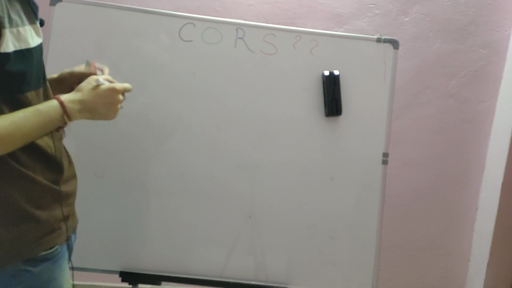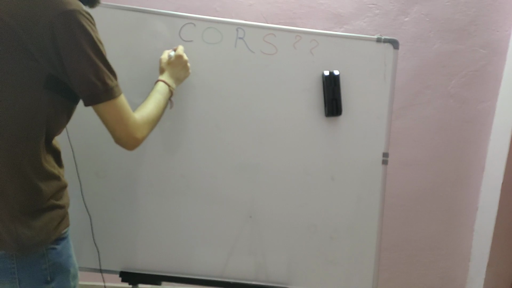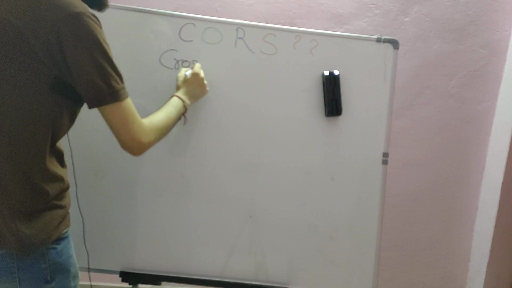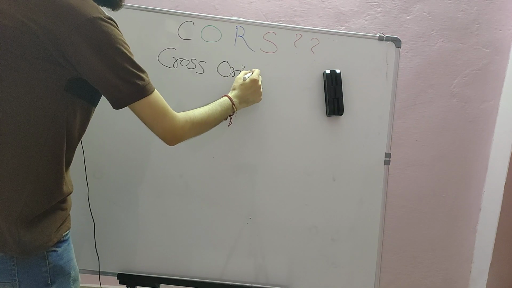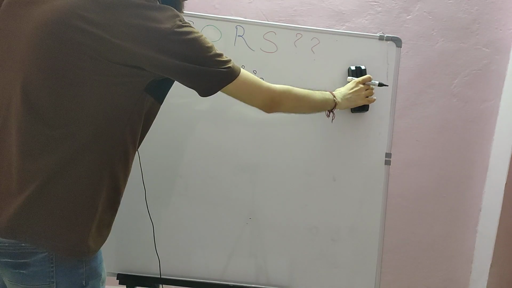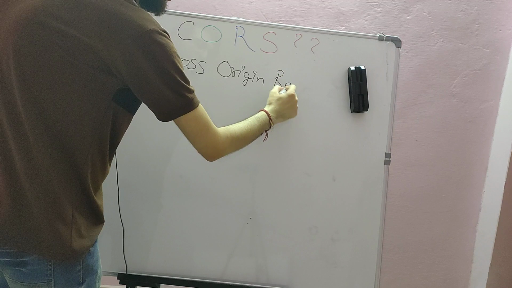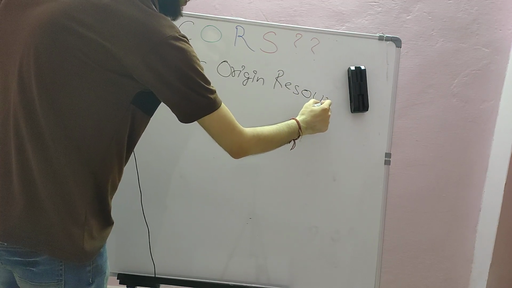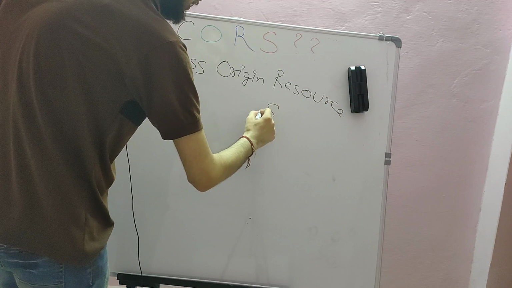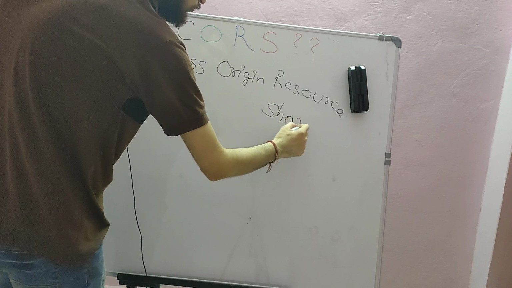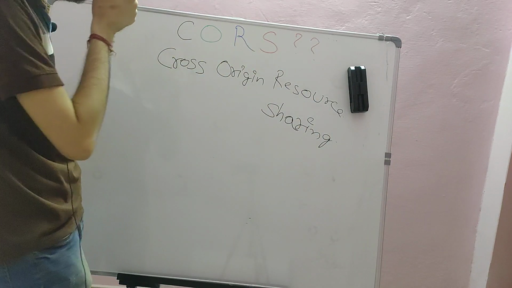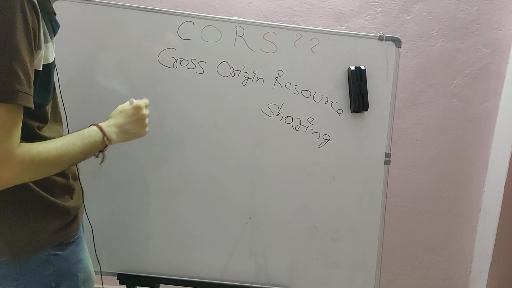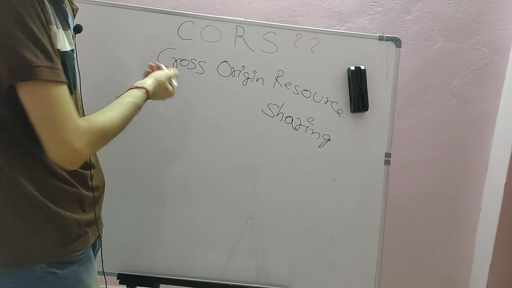So the full form of CORS is Cross Origin Resource Sharing. These are the four words which are used inside this term. So if you are confused what it means, I will be simplifying things for you with an example.